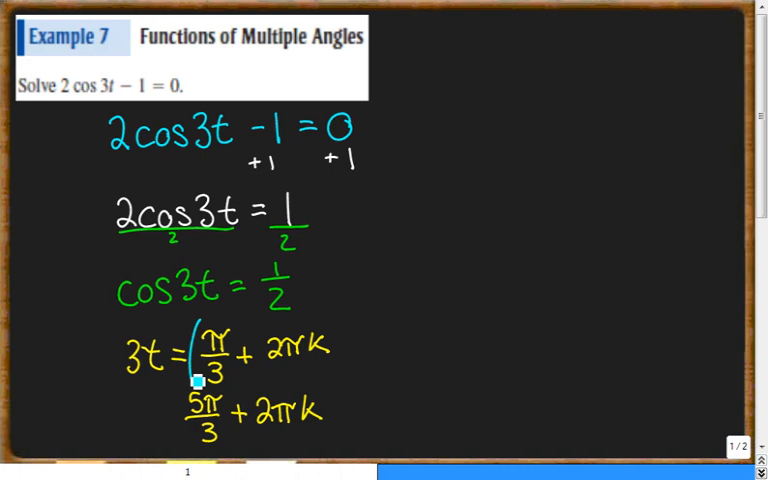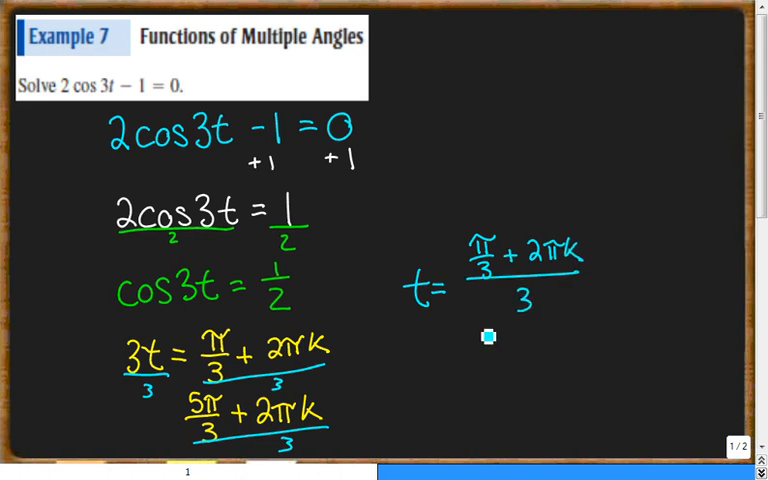And it's as simple as just dividing by 3 on both sides. Now, the important thing here is that we're dividing this whole thing by 3, not just the angle, but the entire thing. So what we need to do is we're going to divide by 3. What you're going to get is t equal pi over 3 plus 2 pi k over 3, and you're going to get 5 pi over 3 plus 2 pi k over 3.